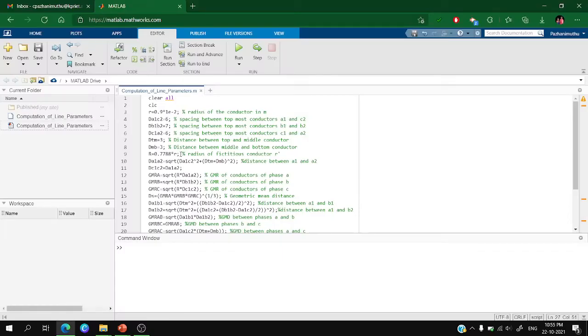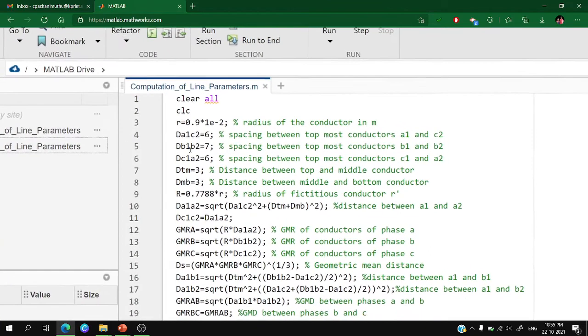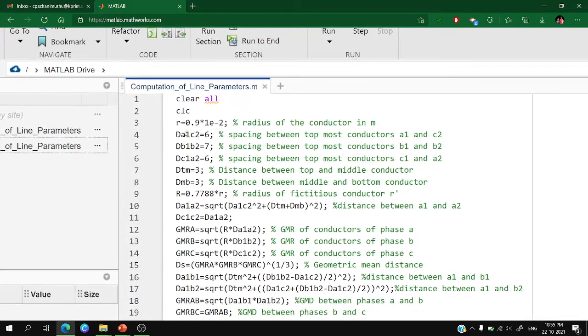Open the MATLAB, either offline or online. We have to open the MATLAB editor. So in this MATLAB editor, we have to write the program. So what we have discussed in this problem, we have to represent everything. Already we have seen those formulas.